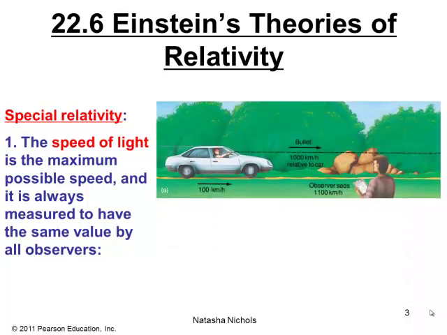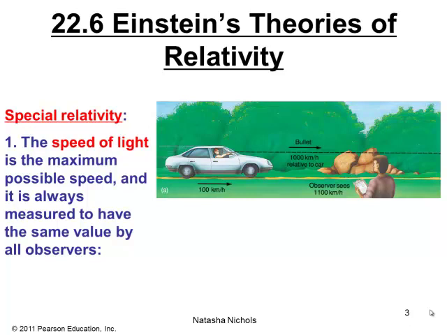Let's take a look at frame A. If you're in your car driving at 100 kilometers per hour and you fire a bullet at 1,000 kilometers per hour relative to the car, the observer on the ground will see the bullet traveling at 1,100 kilometers per hour. So the outside observer sees a speed equal to the sum of the speeds of the car and of the bullet.